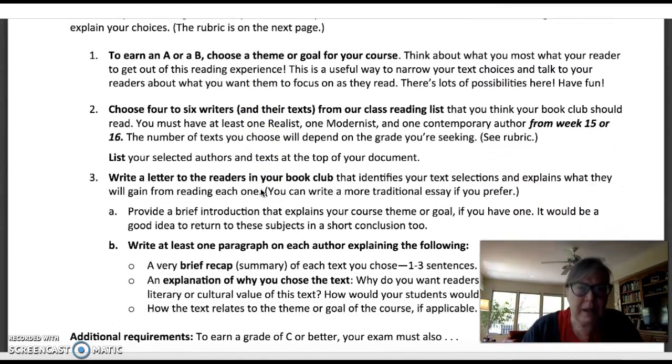Okay? So again, if you want an A or B, you'll choose a theme or a goal. You'll want to think about what you want your readers to get out of this experience. And then depending upon the grade you want, you'll choose 4 to 6 authors and their texts from our reading list. Here's an important requirement.